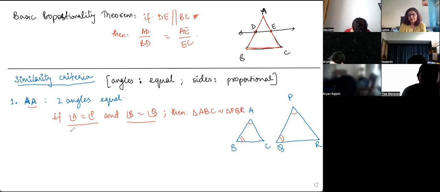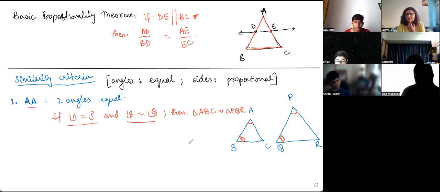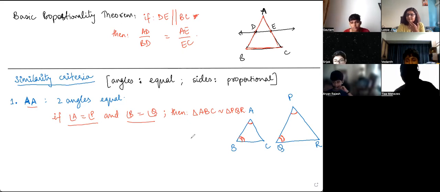Okay. So if you are using AA similarity, you need to prove two of the angles are equal. But in the definition of similarity, we figured that all the angles should be equal. So where did the third angle go? Why is it not necessary to prove the third one also to be equal? The sum of angles is 180, so the last angle is definitely the same for both. Yeah. So in all triangles, the sum of angles should be equal to 180.